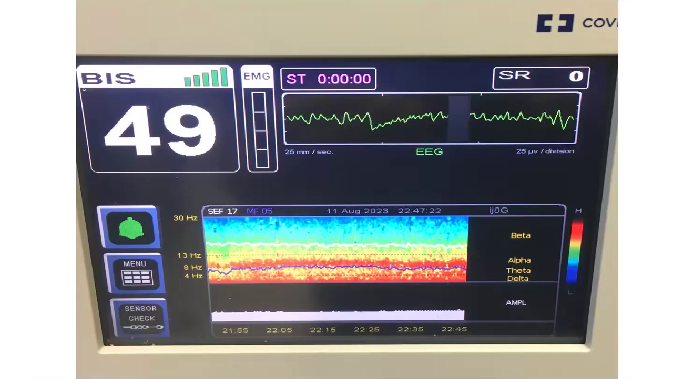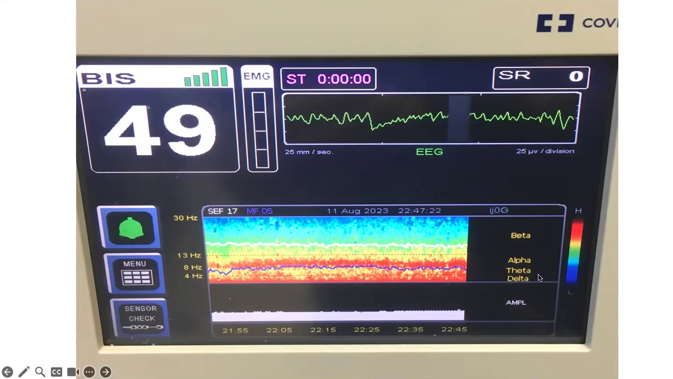So this is a bispectral index monitor. Remember, it gives you a dimensionless number. Between 40 to 60 is where you want to be for adequate anesthesia. But obviously, the dimensionless number is not as helpful. So nowadays, people have moved towards what we call DSA, which is digital spectral array, which is what's shown here.